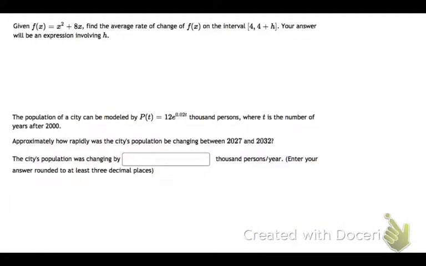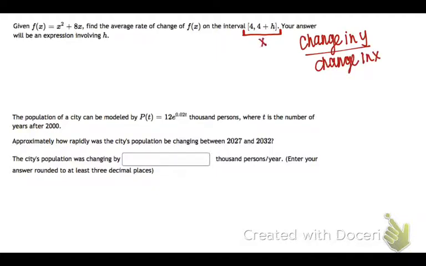Okay, so this one, I've already gotten a couple questions on this. That's why I want to go through it. So we are given this interval, and we want to find the average rate of change. So average rate of change, that's your change in Y over your change in X, right? These are our X values. We have to plug this in to find our Y values. So I'm just going to do F of 4 plus H minus F of 4 over 4 plus H minus 4.